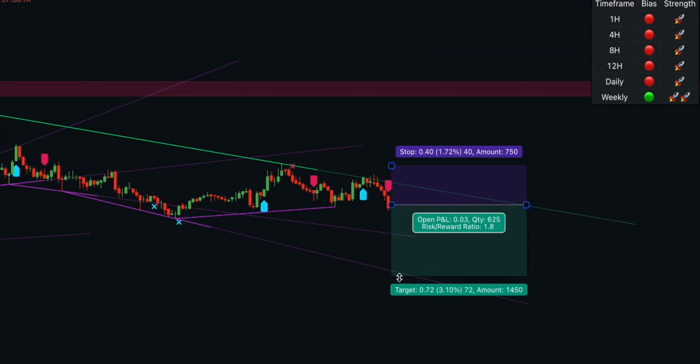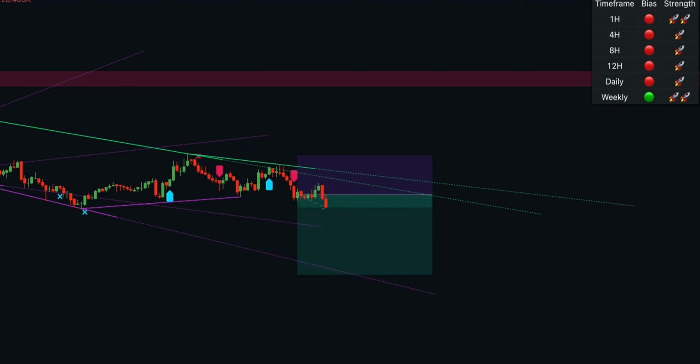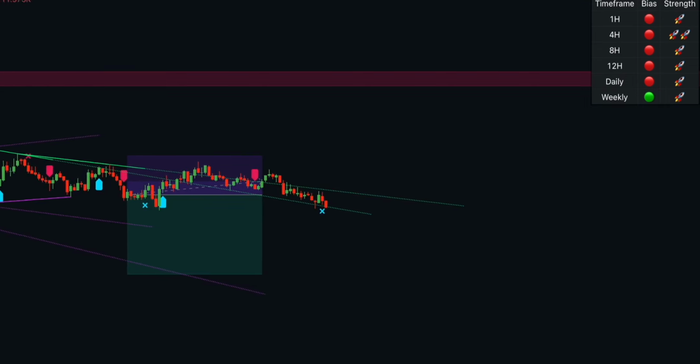It is too late to open a trade if the price is too far away from the trend line. Set the stop loss above the trend line. Target 2 times the risk. Let's see how this trade plays out.